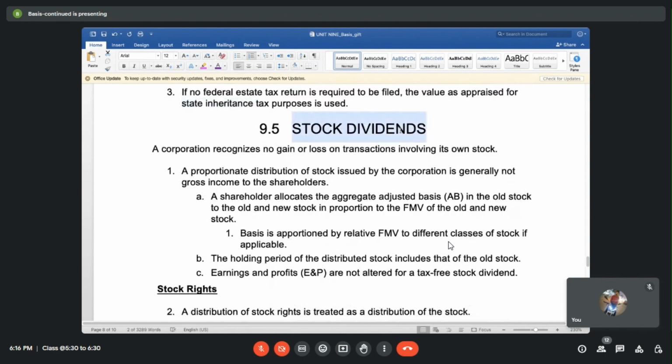Dividends, if they are issued in the form of stock, a corporation recognizes no gain or loss on transactions involving its own stock. Obviously, the corporation recognizes no gain or loss. But what about the person who is receiving the stocks? Does that person recognize any gain or loss? That's what we'll look into. And if yes, then what would be the basis? If no, then does the basis change?